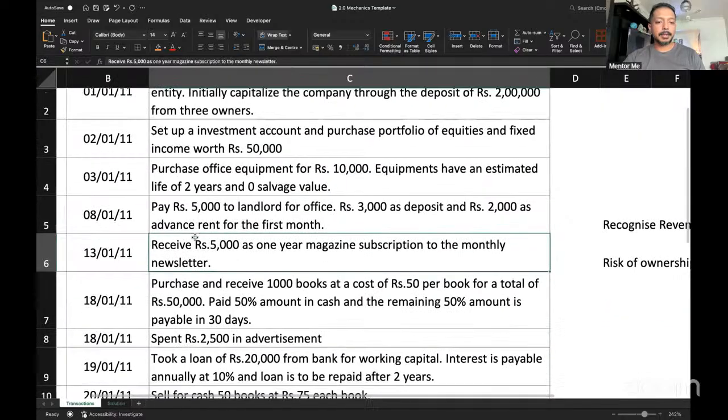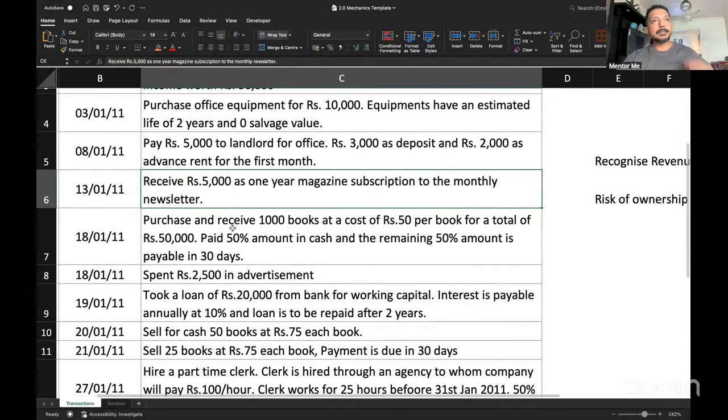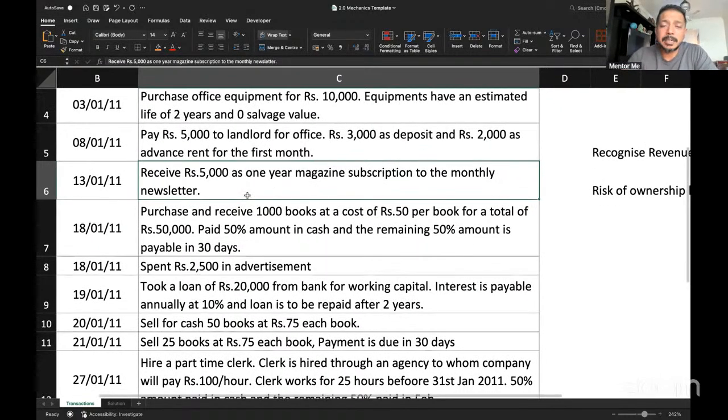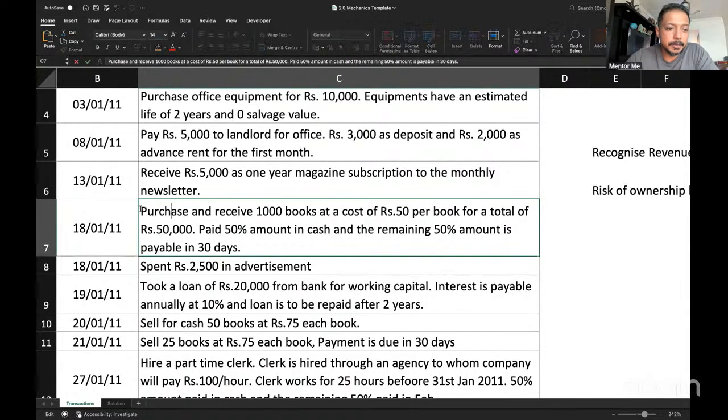Now let's come back again. Now, this is where we will understand how the income statement is linked to the balance sheet in case of cost of goods sold and inventory. So pay attention now, specifically now. So purchase and receive. So consider this as an inventory. We're purchasing 1,000 books at a cost of 50. Out of which for 50% of this cost we are paying in cash and the other 50% we are paying later.